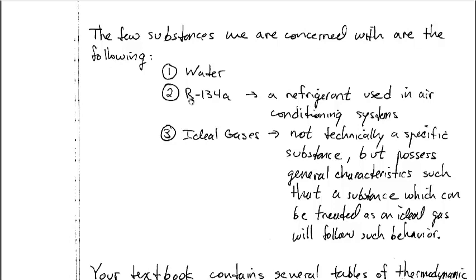Therefore, for both water and R134A, we have to be concerned with the two-phase mixture behavior and the two-phase mixture properties. Ideal gases, on the other hand, are basically always ideal gases, right? In other words, they never change phase during the process. They can always be treated as being a gas, and in addition to that, being an ideal gas, okay?